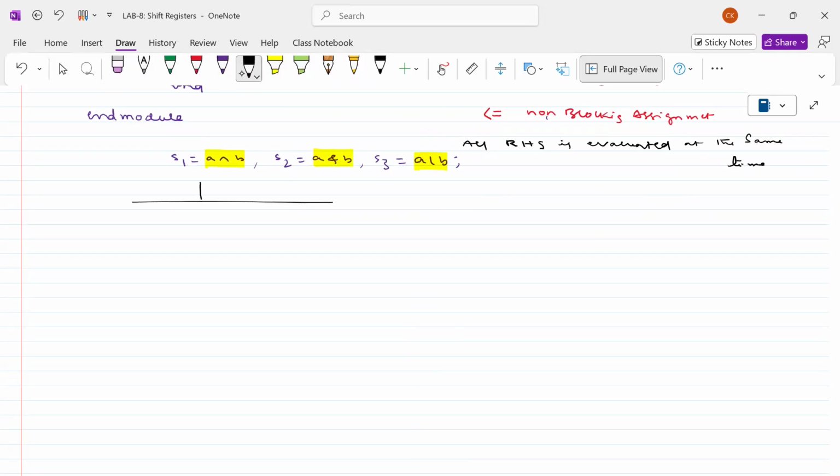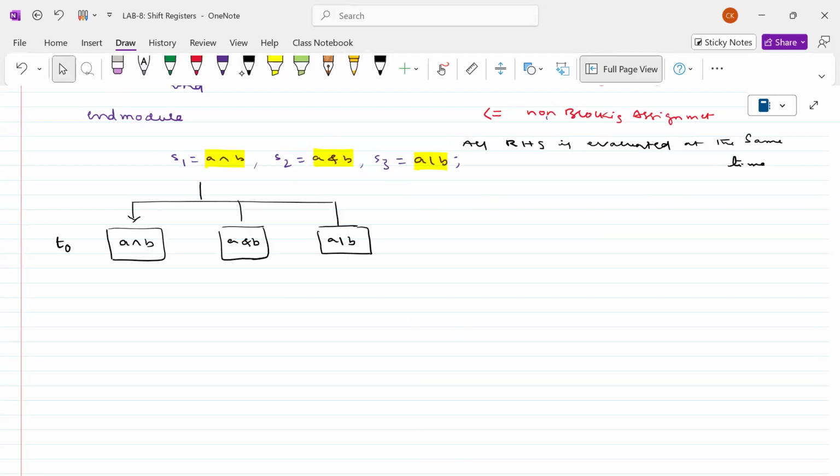Therefore, there is a specific place that will evaluate A XOR B. There is a specific place where they will evaluate A and B. And there is a specific place where it will evaluate A or B. Evaluation is done at the same time. At t equal to 0, all these statements are evaluated at the same time. But assignment will be done based on the place where we have applied, that means according to the order.